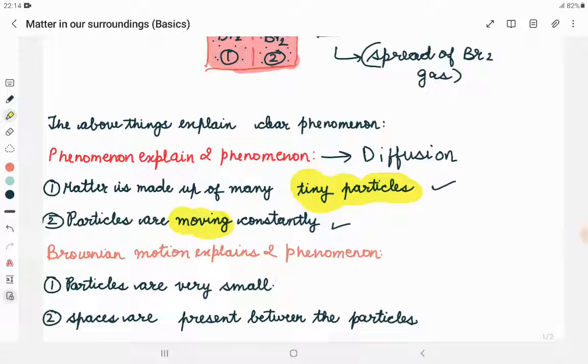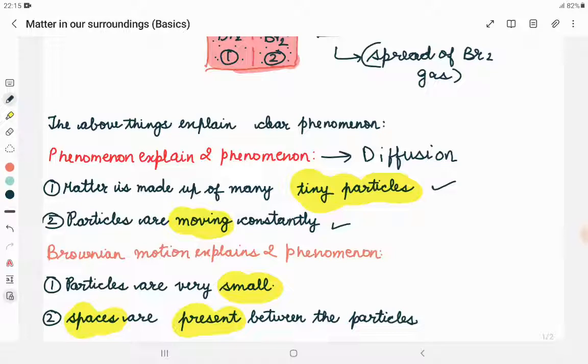Now what things did we understand from the Brownian motion? The first thing we understood was that the particles are very small. Again the same thing, you can correlate. Now the question can be framed: what are the similar observations of diffusion as well as the Brownian motion phenomenon? So the first thing is this only. The second thing that Brownian motion explains is that between the particles there are spaces present. Means spaces are present between the particles.